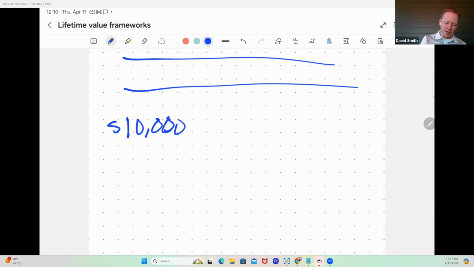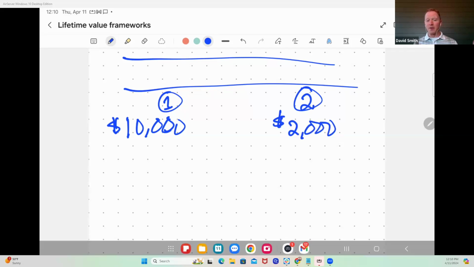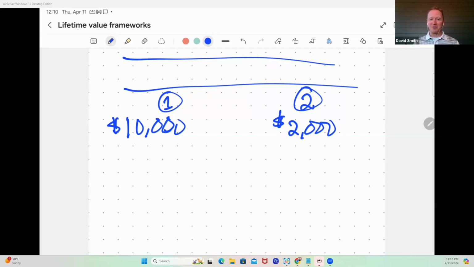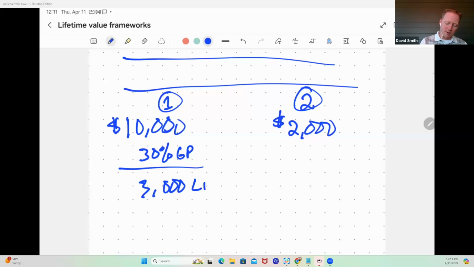If it's 10,000, this is example number 1. Example number 2, it was 2,000. Okay, again, those are both revenue-based numbers. What we want to do next is evaluate, okay, what's my typical profitability? Because we want to gauge profitability on top of this. So let's just say in this example, I run a business where I take about 30% gross profit. So it's about 70% cost. So I've got about $3,000 lifetime gross profit.